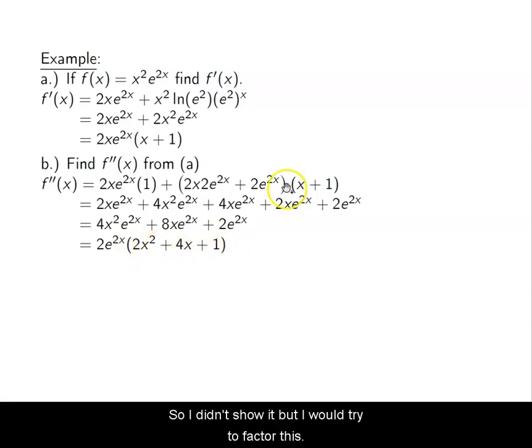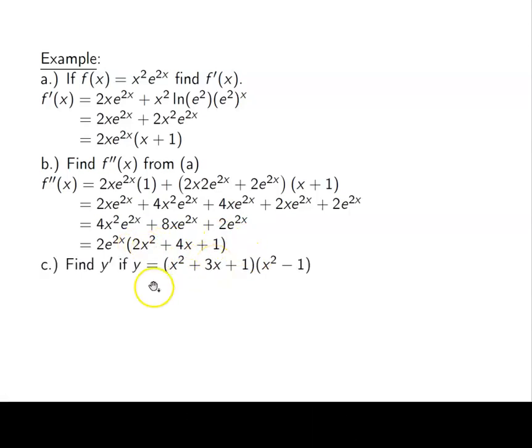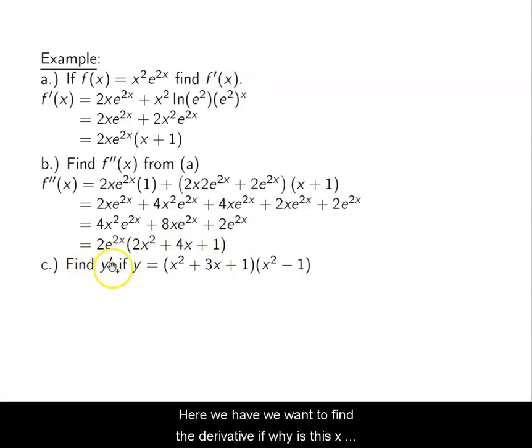Okay. So I didn't show it, but I would try to factor this. Either use the quadratic formula since it is quadratic. If I don't have nice numbers, then you don't have to try to factor it, or use your synthetic division with the possible zeros. Okay. Here we want to find the derivative if y is this times this. Now there's kind of two ways to go about this.